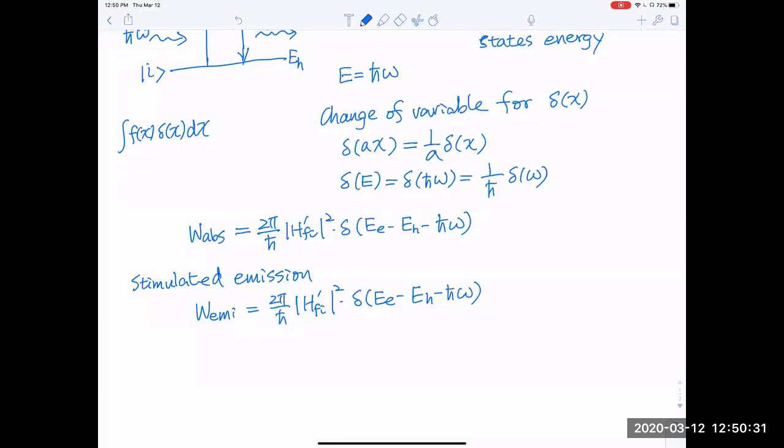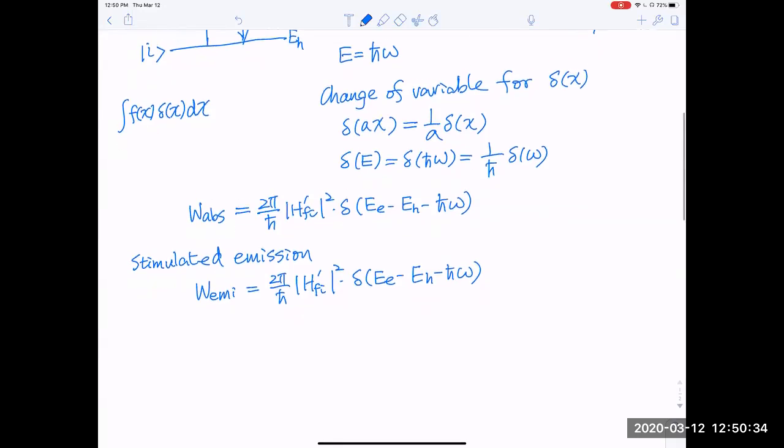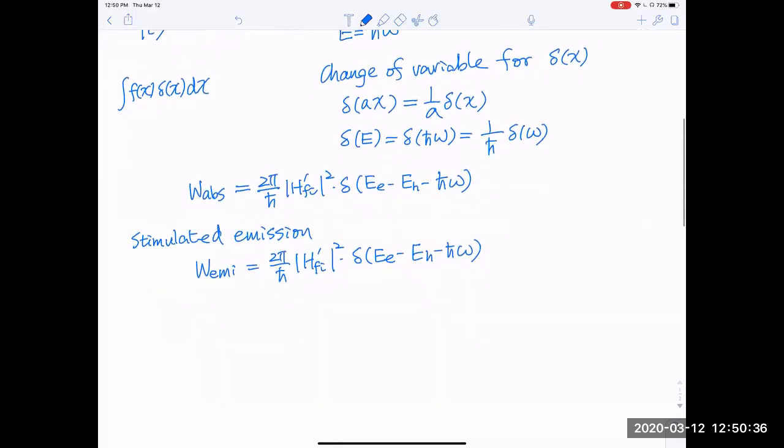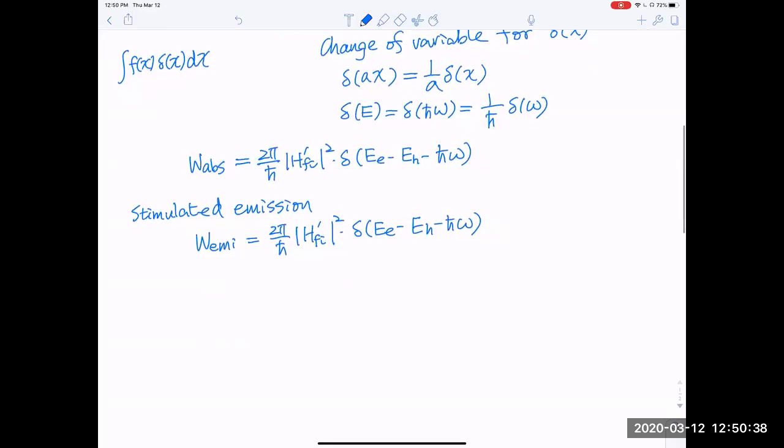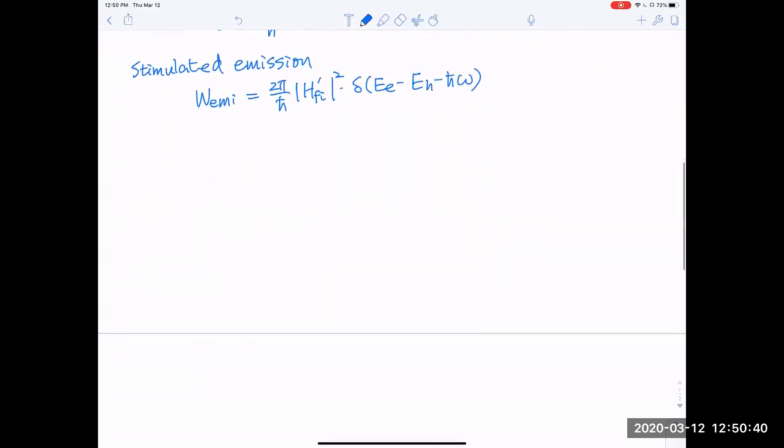Any questions here? This is basically the same as the two-level system we discussed last time. Now let's go from a two-level system to a band in a semiconductor.